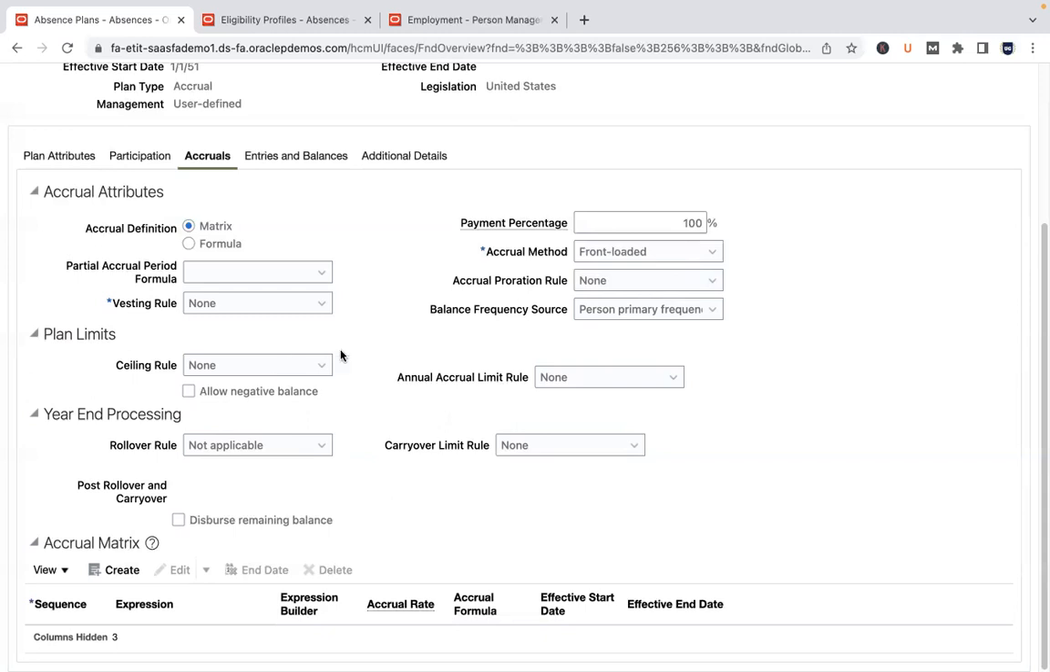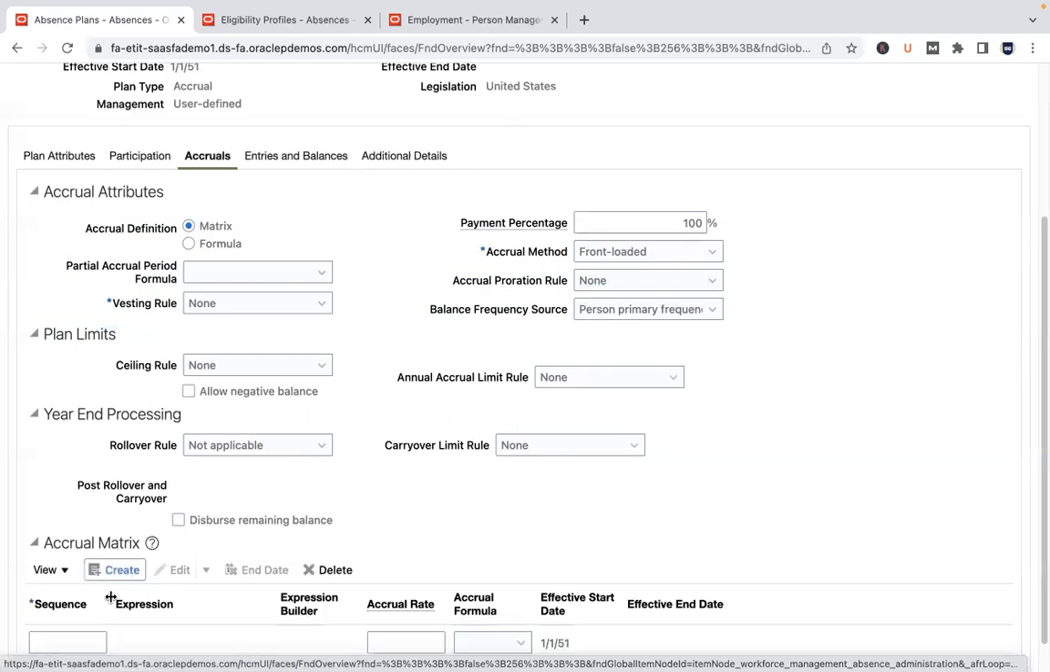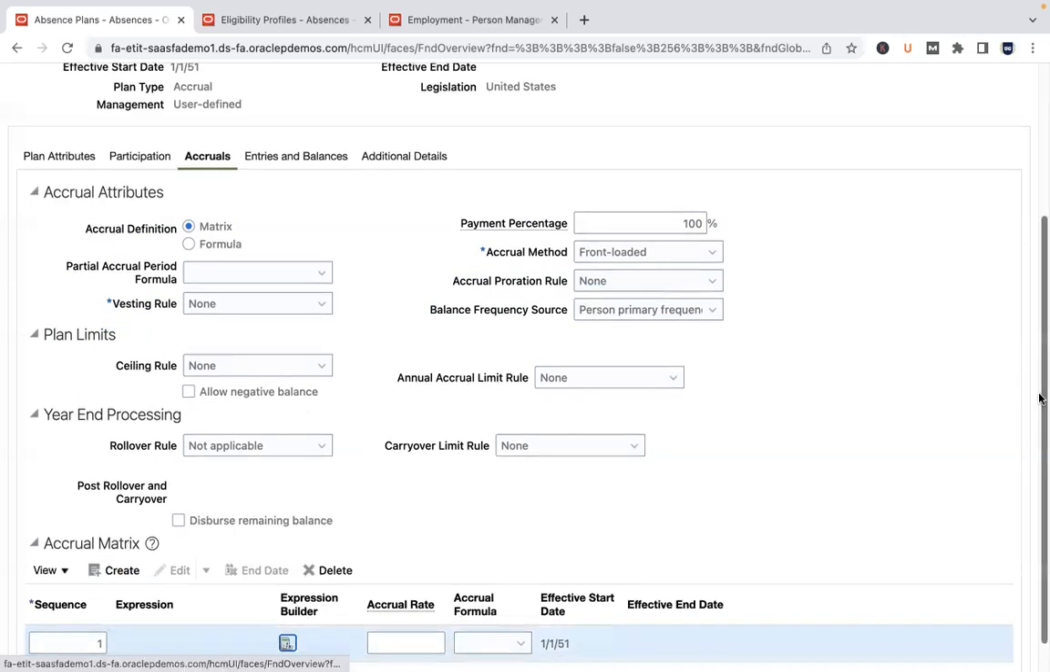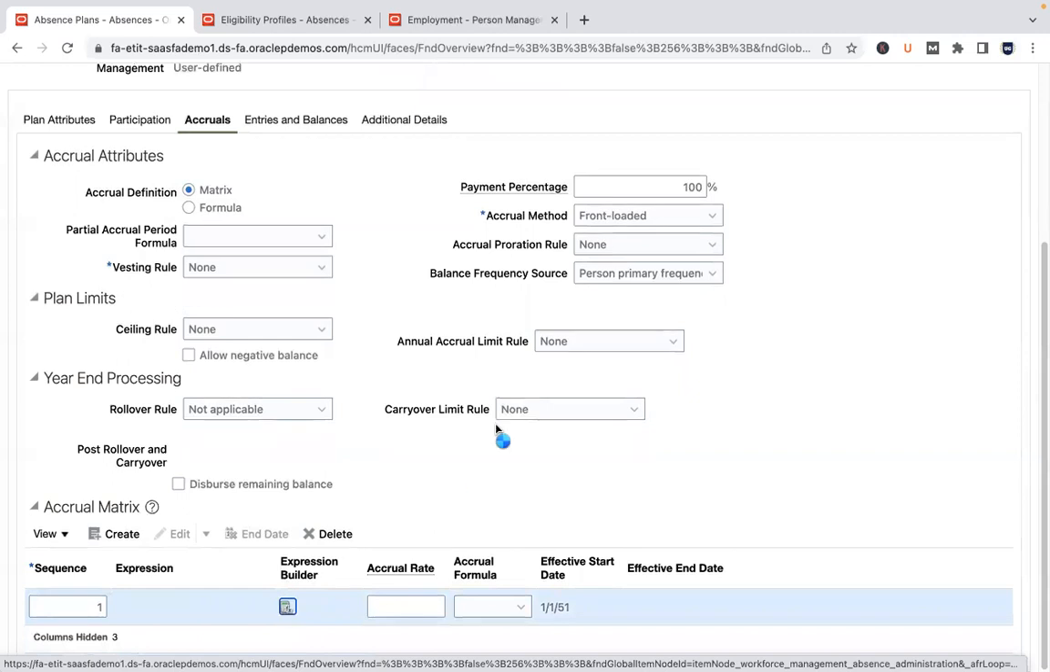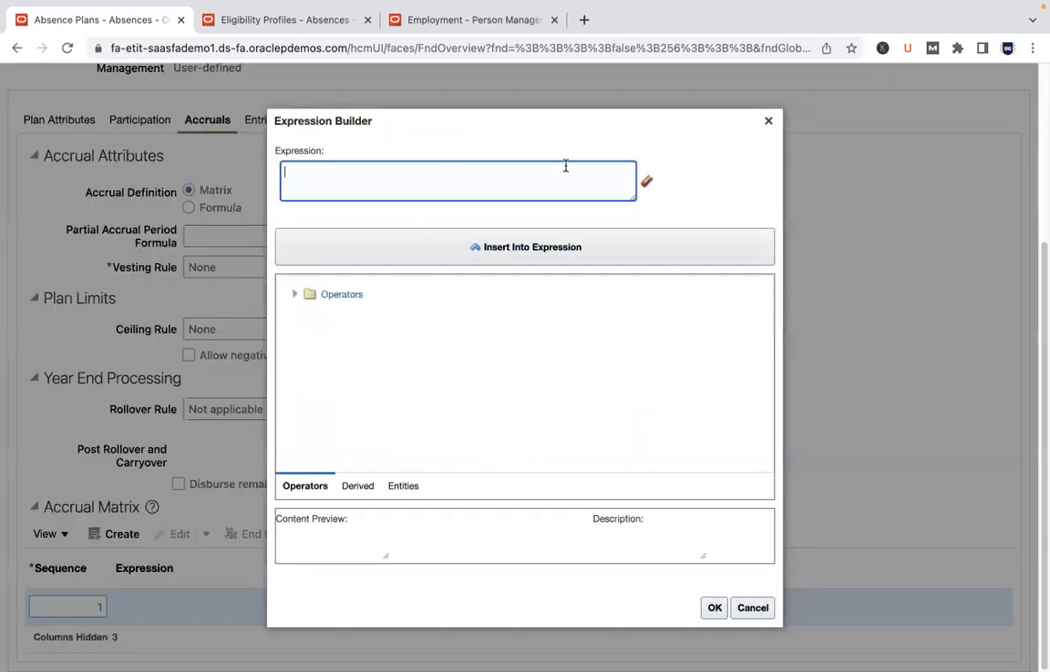We'll talk about these two options, the plan limits and year-end processing, when we configure the next leave plan. But what is it that we have to do? Yes, for all employees create an accrual matrix. You say 1, and you mention the expression there. Remember, you can write detailed expressions here. You can look at person-related attributes. You can look at derived factors. Okay, if you go to entities, you will be able to see all person-related attributes here.